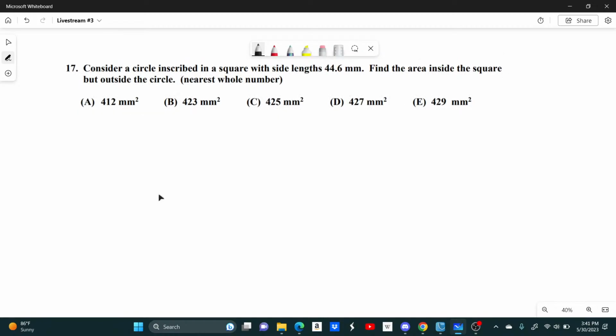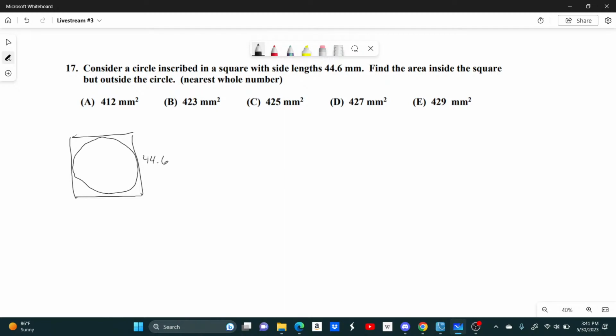All right. Consider a circle inscribed in a square. Okay, fair enough. Here's our square. That is an attempt at a circle. With side lengths of 44.6. And we don't have to worry about the units because our units down here are also the same units. So side length of 44.6. Find the area inside the square but outside of the circle.